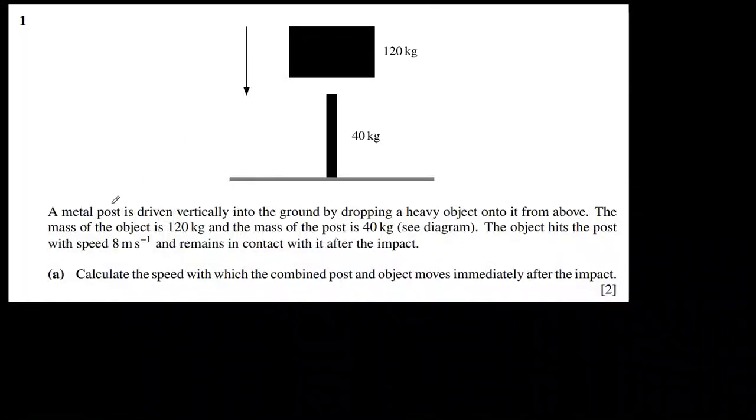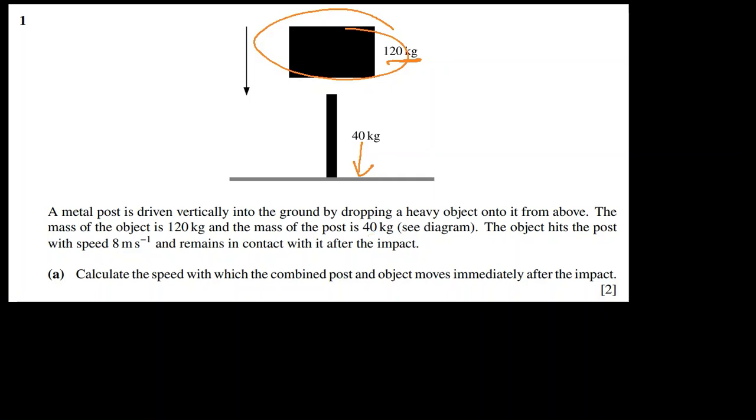Here, this is the first question. A metal post is driven vertically down into the ground by dropping this heavy object onto it, and the mass is 120 kg for the object, 40 kg for the post. The object hits the post with a speed of 8 meters per second and remains in contact with it after the impact. Calculate the speed with which the combined post and object move immediately after the impact.